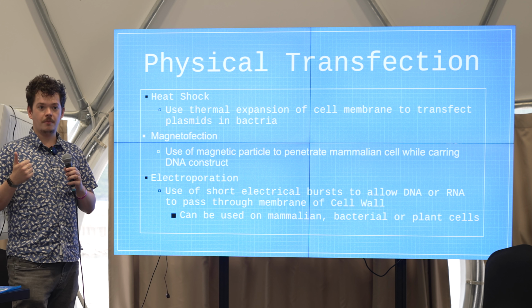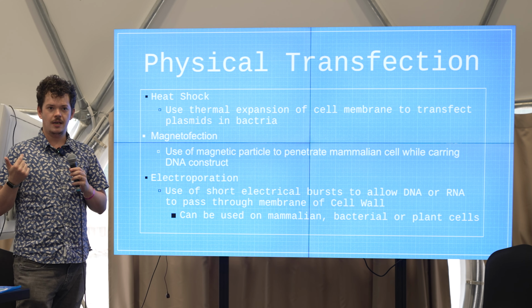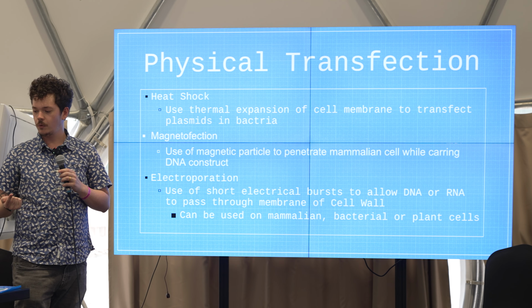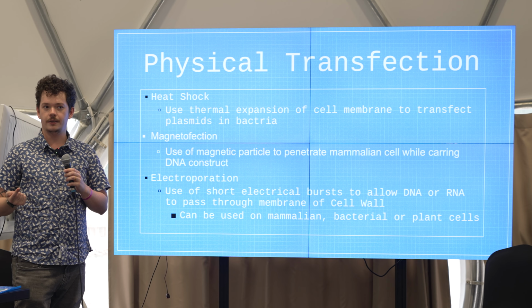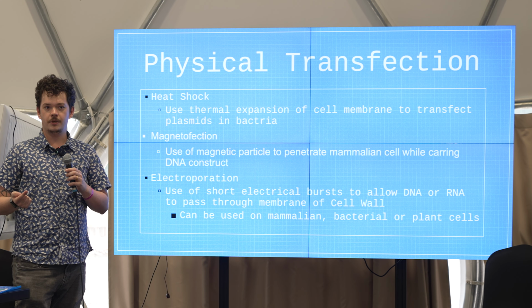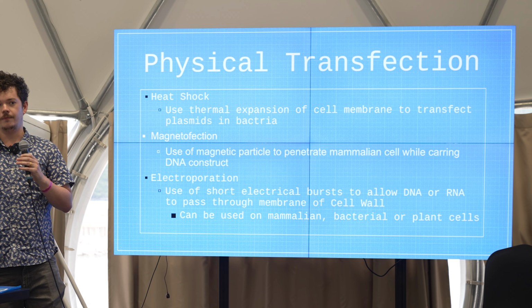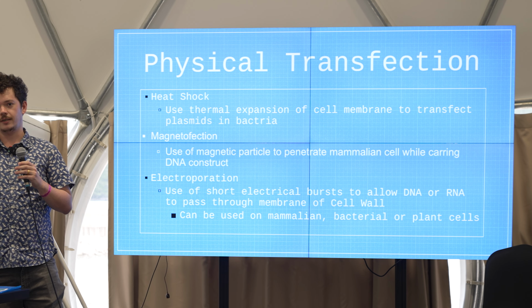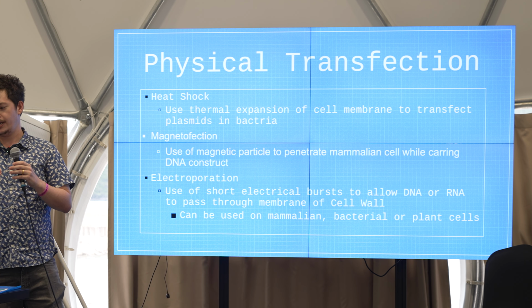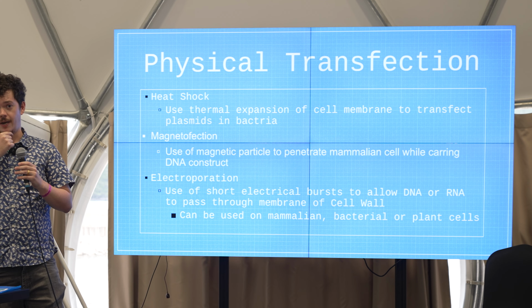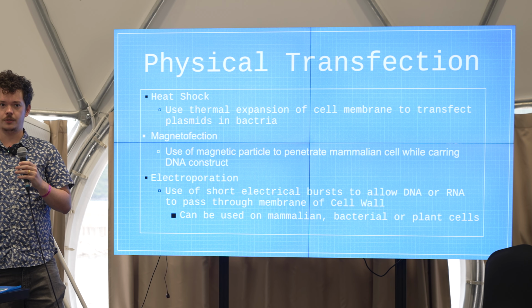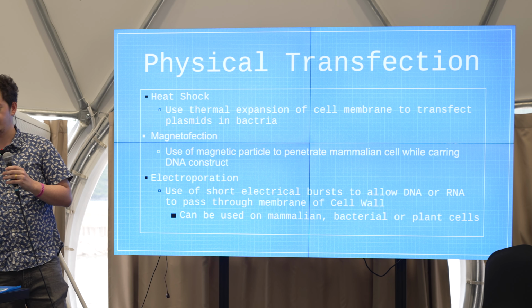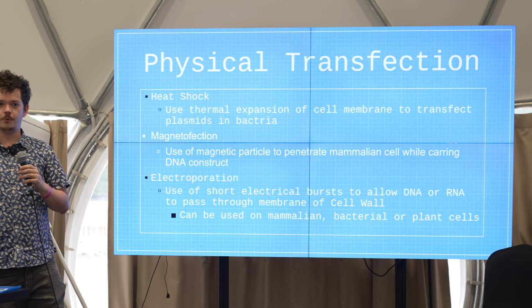There's magnetofection. You can use this on mammalian cells. I believe they've actually got this working for certain whole body apparatuses for mice. But essentially you're using a very strong magnetic pulse to mess up the charge differential on the outside of the cell, kind of crack open the cell membrane, allowing virus or RNA particles or plasmid constructs to be inserted into it.